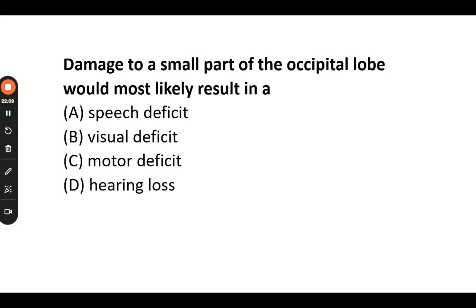Damage to a small part of the occipital lobe would most likely result in what? All right, answer that. The answer is occipital, optical, vision. You get a tumor in the back of your brain, you might go blind, or you'll have vision problems.